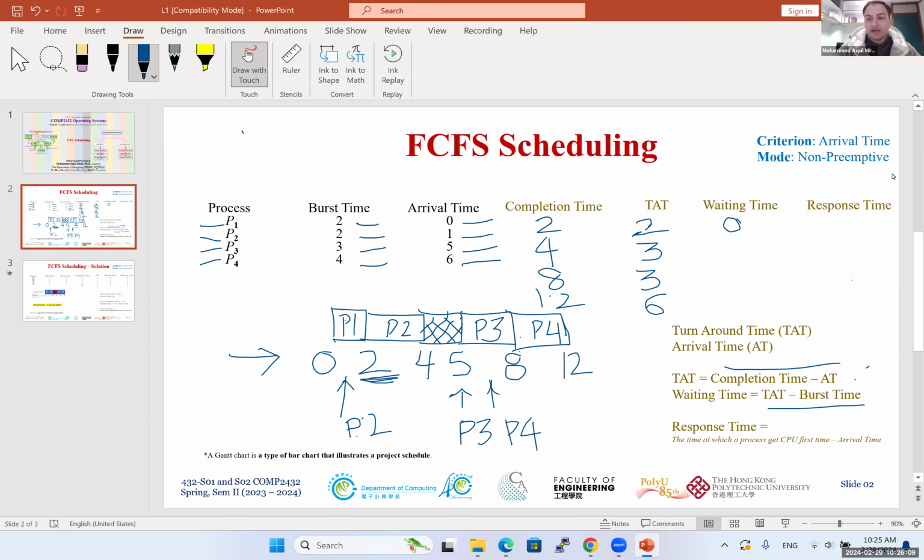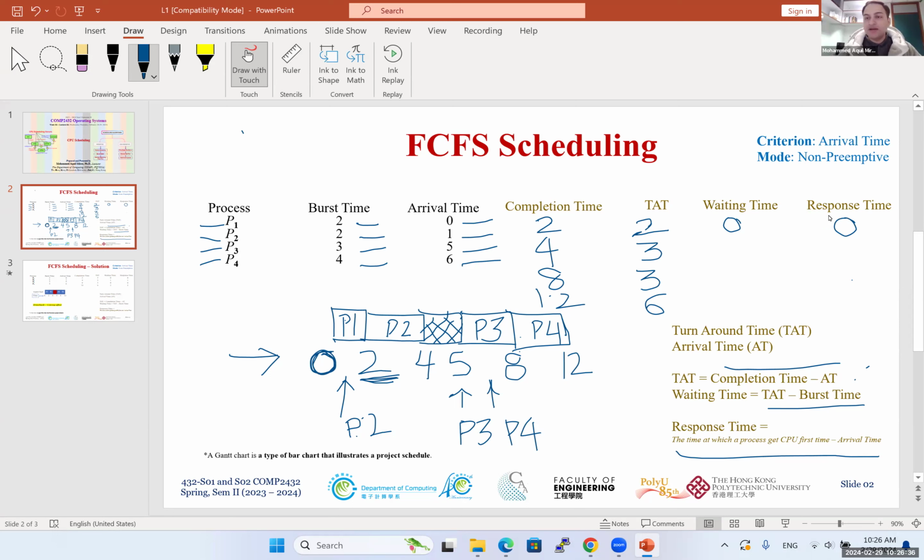If you need to calculate the response time, so what is the formula? The response time is the time at which the process gets the CPU for the first time minus the arrival time. So for P1, when was the first time the P1 process got the CPU? It got the CPU at the 0th interval of time. So 0 minus the arrival time of process 1, which is 0. So the response time will be 0.